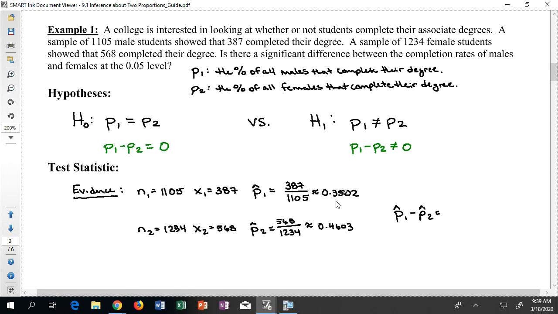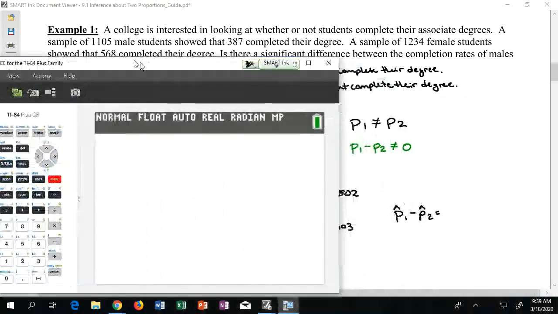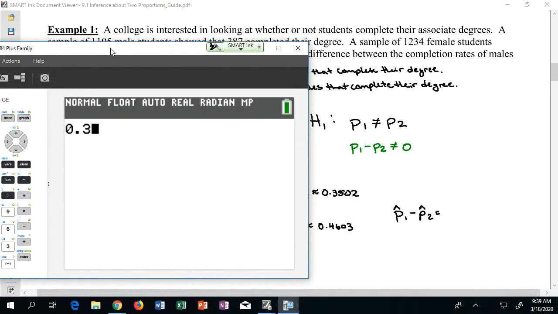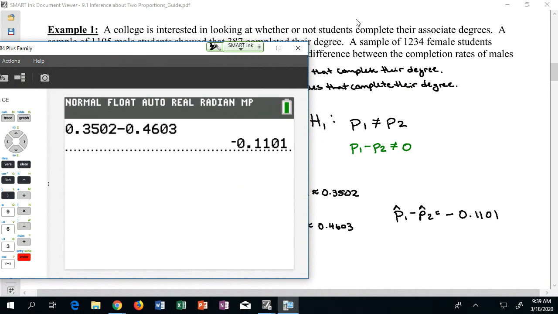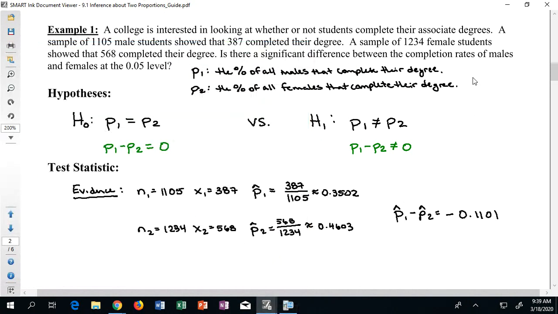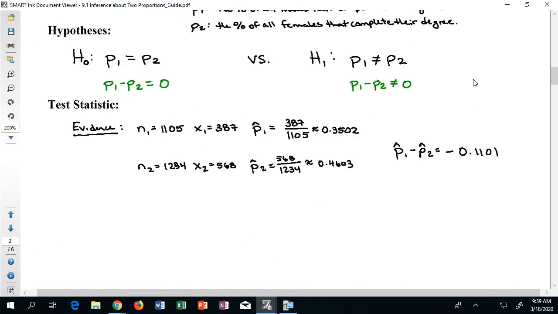If I went to my calculator and I typed in 0.3502, let me pull up my calculator here so I can actually do it. I do 0.3502 and I subtract the 0.4603, then p hat 1 minus p hat 2 gives me a negative 0.1101. And it's okay that the result is negative. There's nothing weird about that. Okay, so I have this portion done. I have all my given information down.